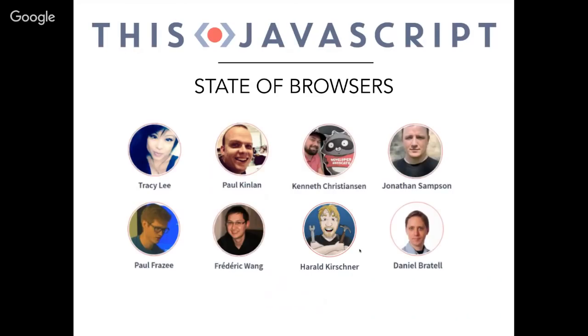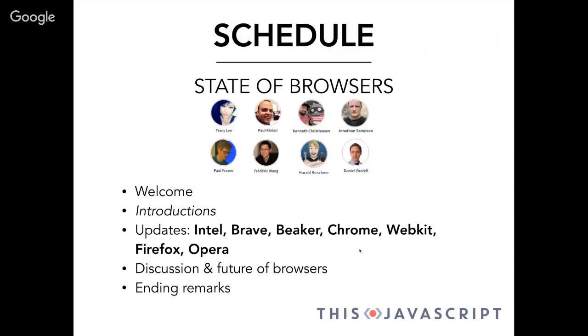Today, we're going to be having some really awesome folks. So Paul Kinlan from Google is going to be talking about the state of Chrome. Kenneth will be talking about the Intel browser as well. Jonathan from Brave will be talking about Brave. Paul will be talking about Beaker. Frédéric will be talking about some of the work done with Webkit. And Harald will be talking about Firefox. And then we have Daniel who will be joining us and talking about Opera. So very, very excited about these different things.